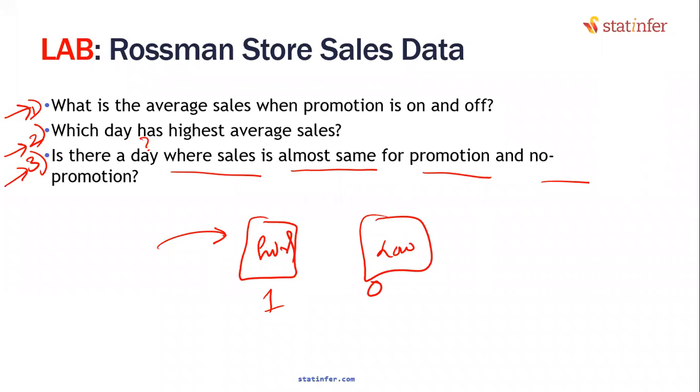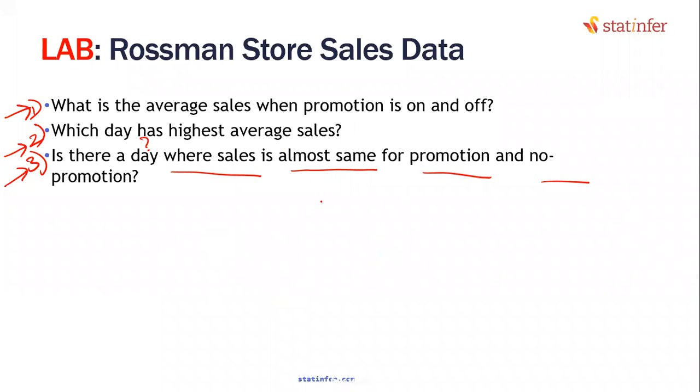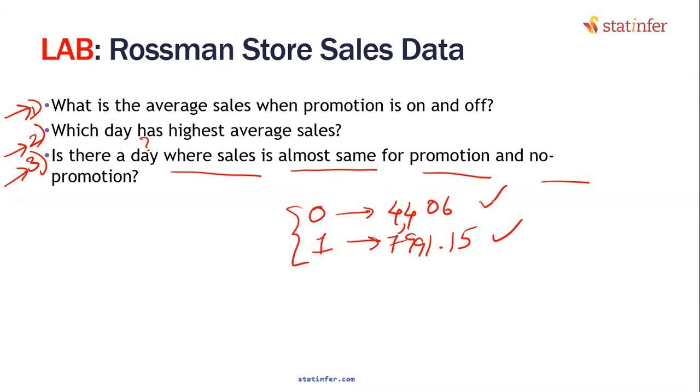So some of you are giving me the answers. Let me write them down. You're saying when the promotion is 0, which is promotion is off, average sales is 4406. When the promotion is on, average sales is 7991. The simple one is sufficient. I don't think we have to draw anything. Unnecessarily complicating is not a good idea. Go ahead. First one is done.